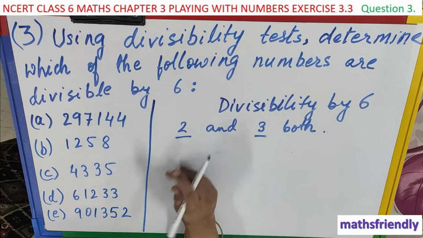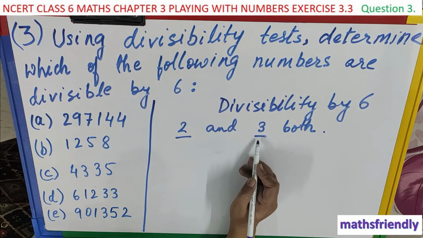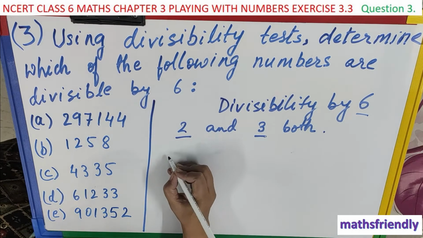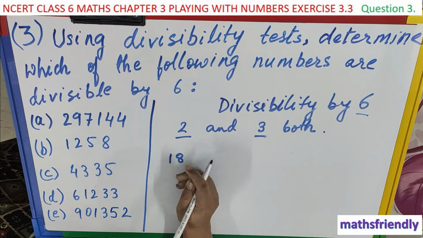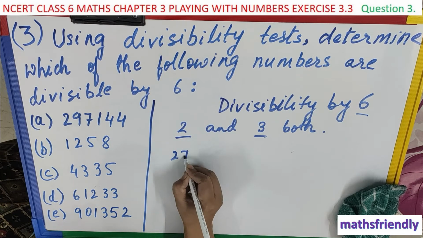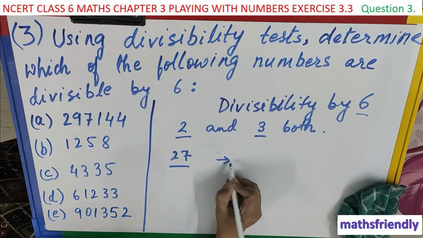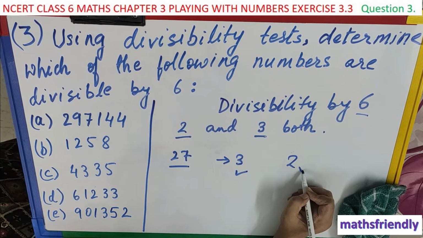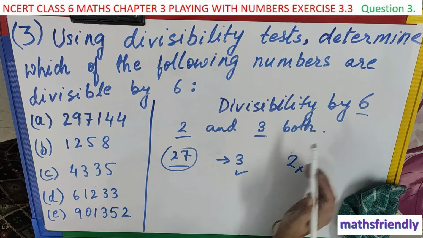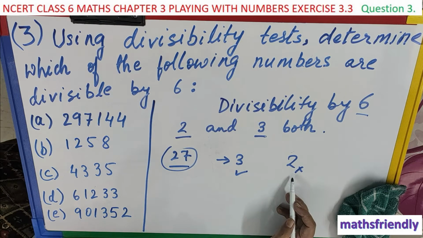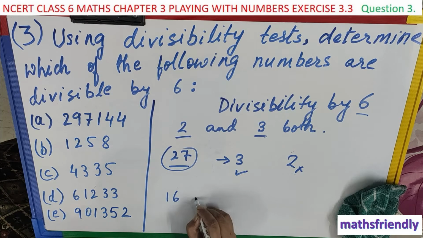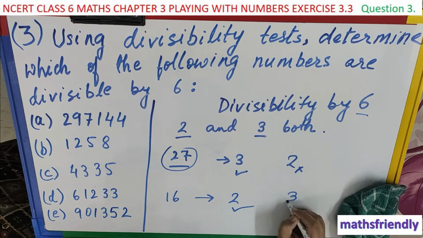If a number is divisible by both 2 and 3, then we can say that yes, the number is also divisible by 6. For example, if I take 27, 27 is divisible by 3, right? But it is not divisible by 2. It means 27 is not divisible by 6, because the number should be divisible by both 2 and 3. Like 16. See, 16 is divisible by 2 but not by 3.